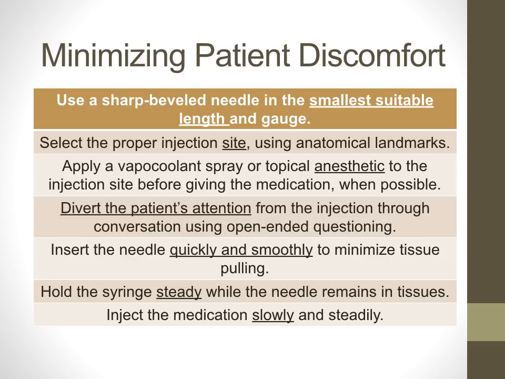You want to make sure you're selecting the proper injection site using the anatomical landmarks. We'll go over that here shortly. If appropriate and if the physician has allowed this and ordered this, you can use either a vapocoolant spray or a topical anesthetic to the injection site before giving the medication if possible. This is commonly used with pediatric patients.